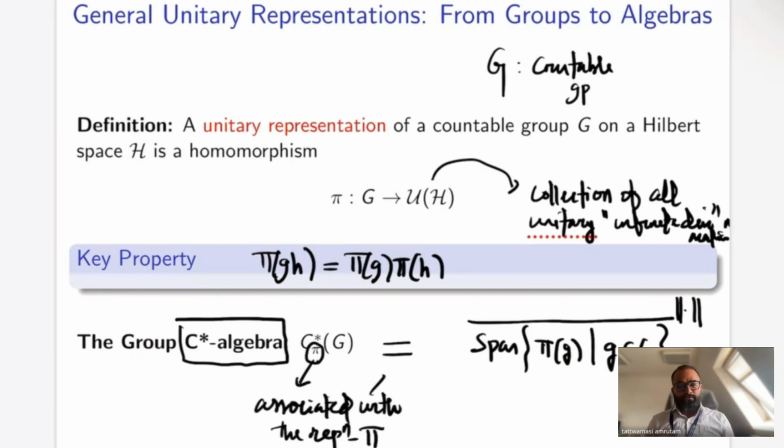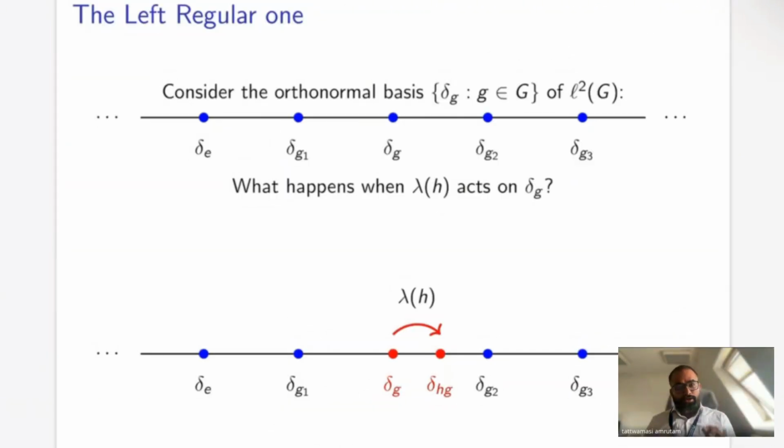Of course, as pi varies, I get very different C-star algebras. A priori, the group did not have any notion of length or measurement, but by doing this, suddenly we get a notion of length, a measurement associated with it. Now let me give an example of a very special unitary representation, which we call the left regular one. What is the left regular one?